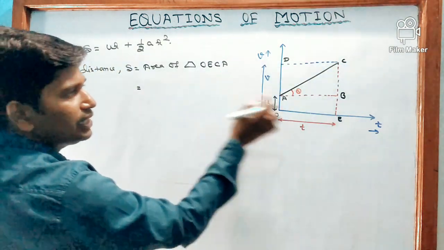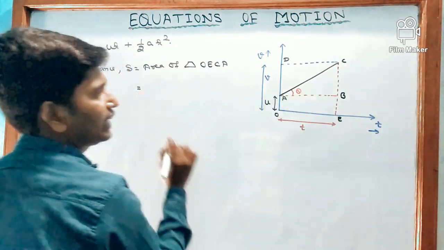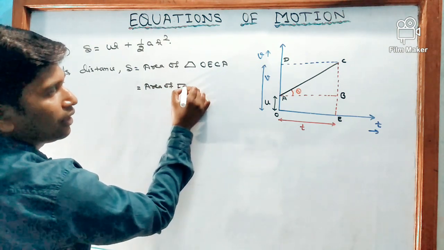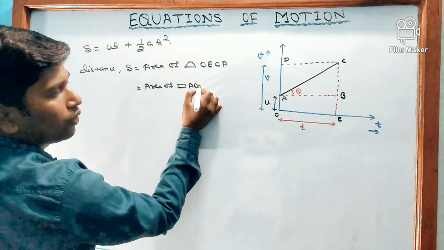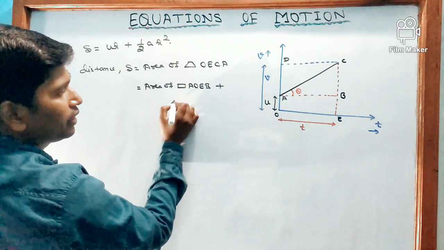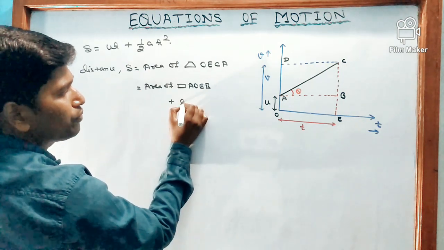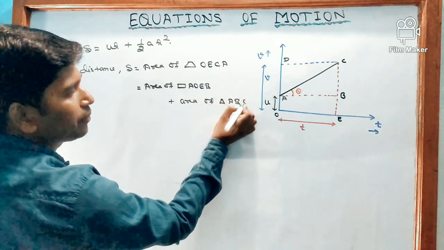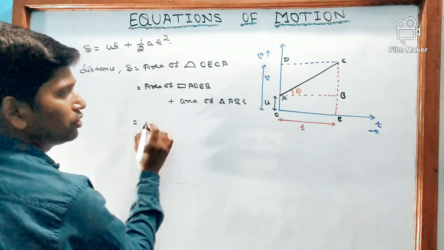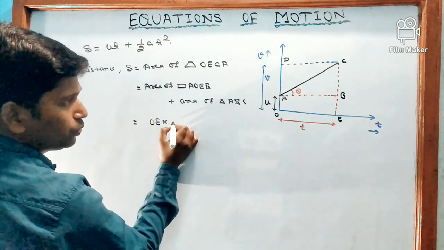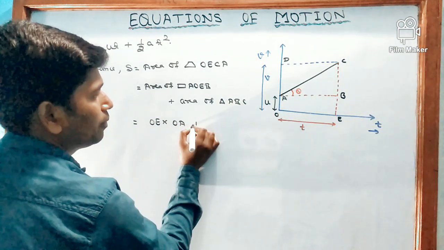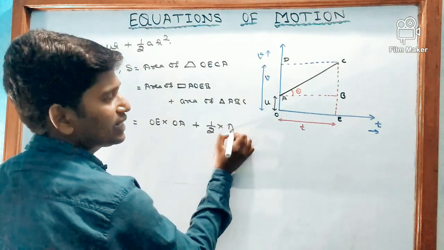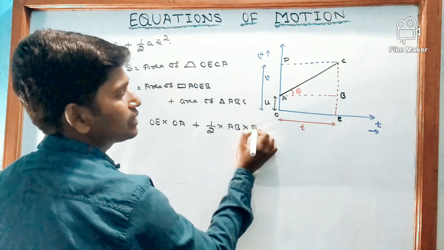Now this trapezium we can divide into two parts, one triangle and one rectangle. So we can write area of rectangle AOEB plus area of triangle ABC. Area of rectangle is length into breadth, so we can write OE into OA, plus area of triangle, 1 by 2 base into height. So 1 by 2 base we can take as AB and height we can take as BC.